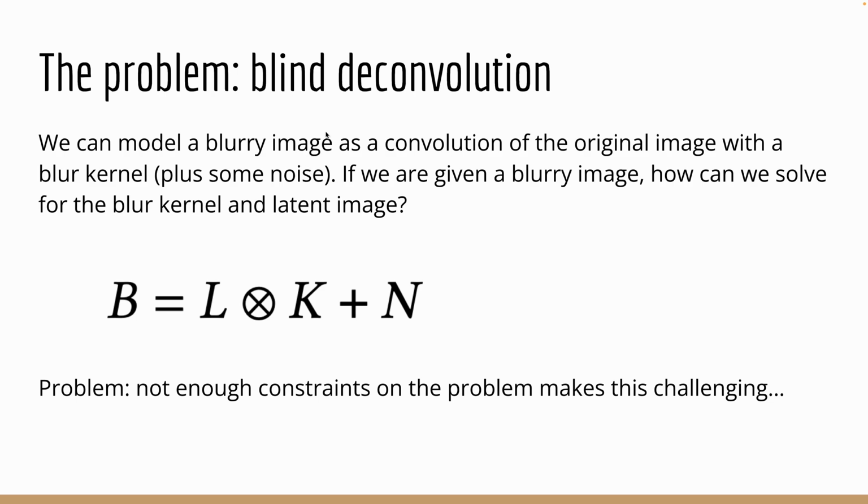So we know we can model a blurry image as a convolution of the original image with a blur kernel and some noise. So if we're given a blurry image, the problem is how can we find the blur kernel and the original unblurred image? The problem with blind deconvolution is that there's often not enough constraints on the problem, so it makes it very challenging.